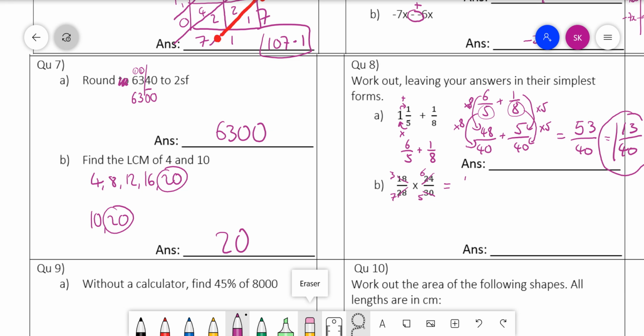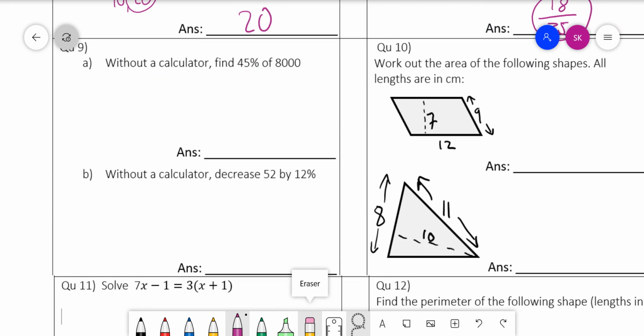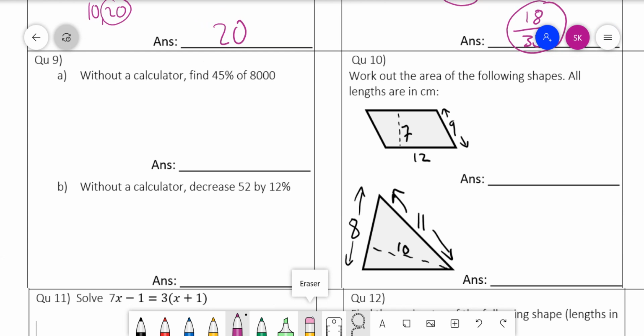Now I do top, top. 3 times 6 is 18. Bottom, bottom, 7 times 5 is 35. So that's my answer. Because I've already simplified it before I did the multiplying, that is in its simplest form. Make sure you made any purple pen notes you need to, and we'll move on. Question 9 says, without a calculator, find 45% of 8,000.